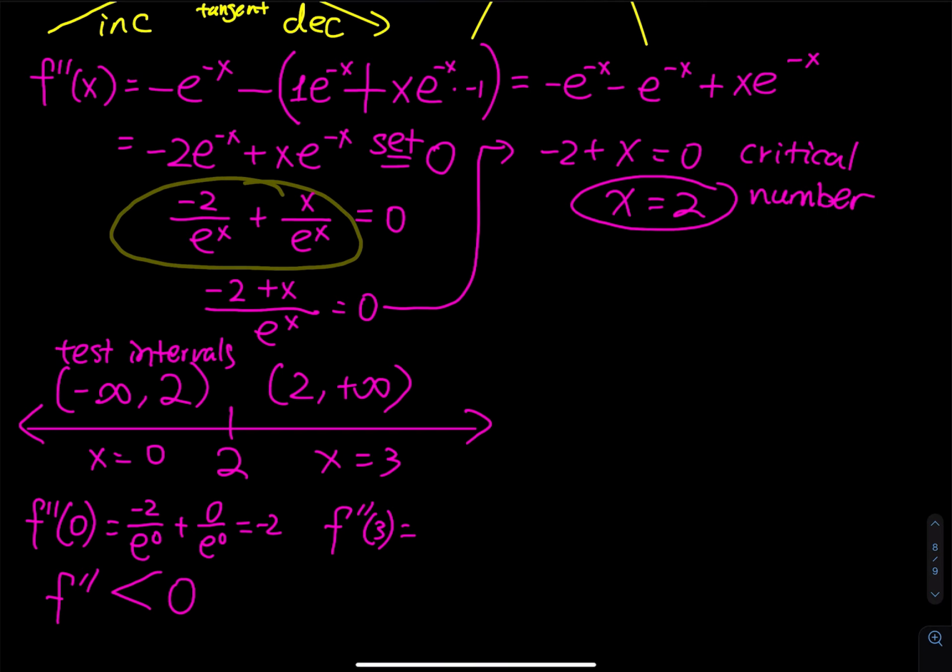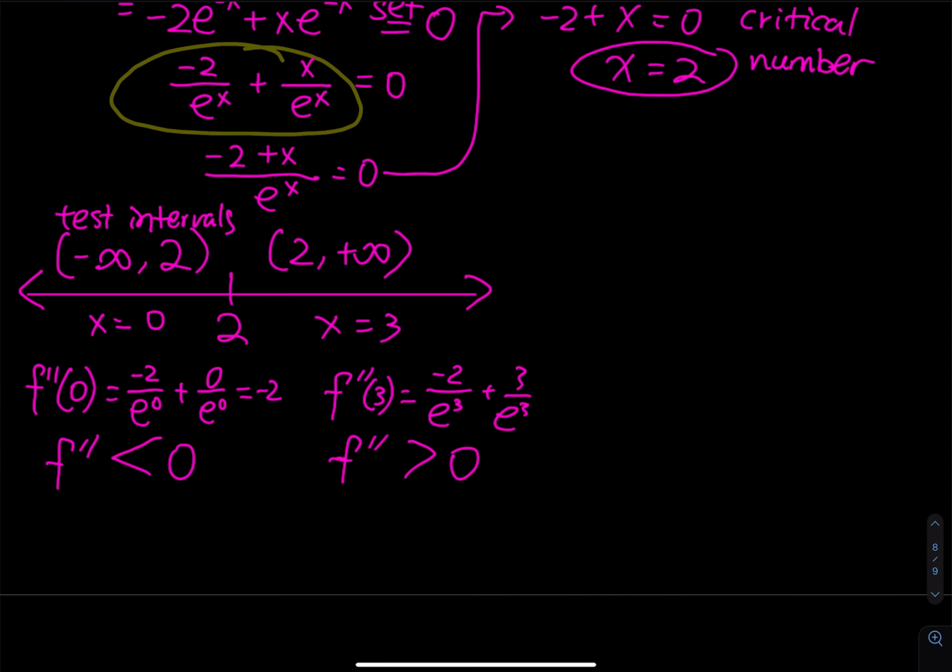And then f double prime of 3. We have negative 2 divided by e to the third, plus 3 divided by e to the third. So this is positive, right? So f double prime is positive. What does that mean? F double prime is negative, that means the function is concave down, just like a parabola facing down. Greater than 0 means concave up, parabola facing up.